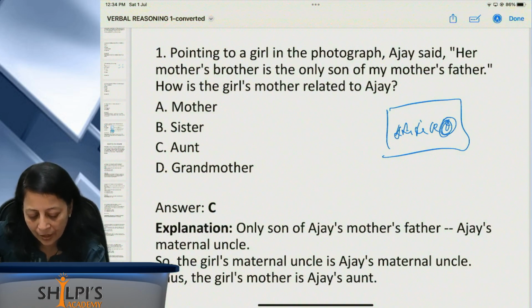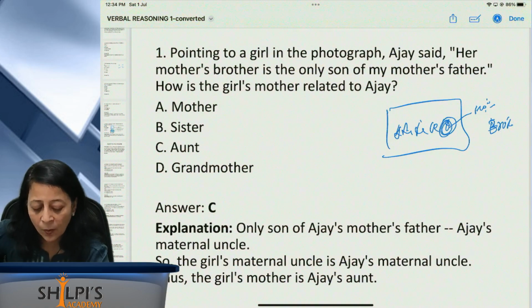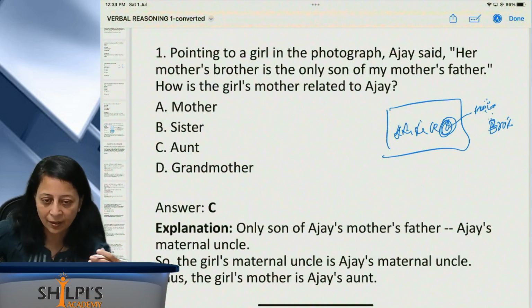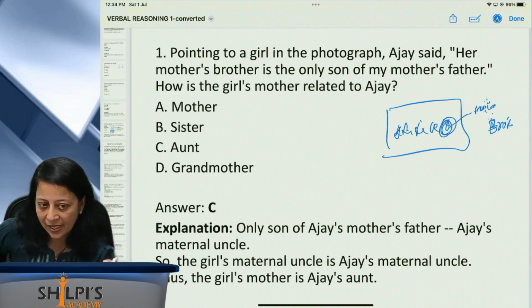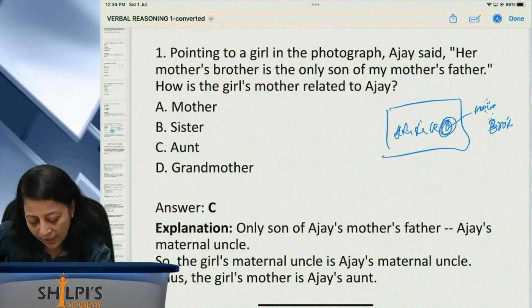Her mother's, this girl's mother's brother is the only son. Okay, this girl's mother's brother. Mother's brother means for this girl this becomes uncle. Is the only son of my mother's father.